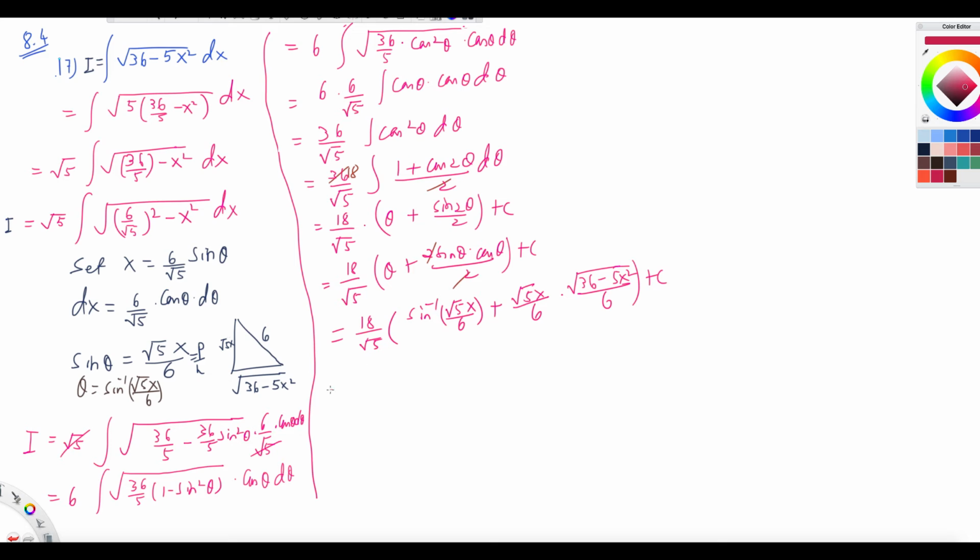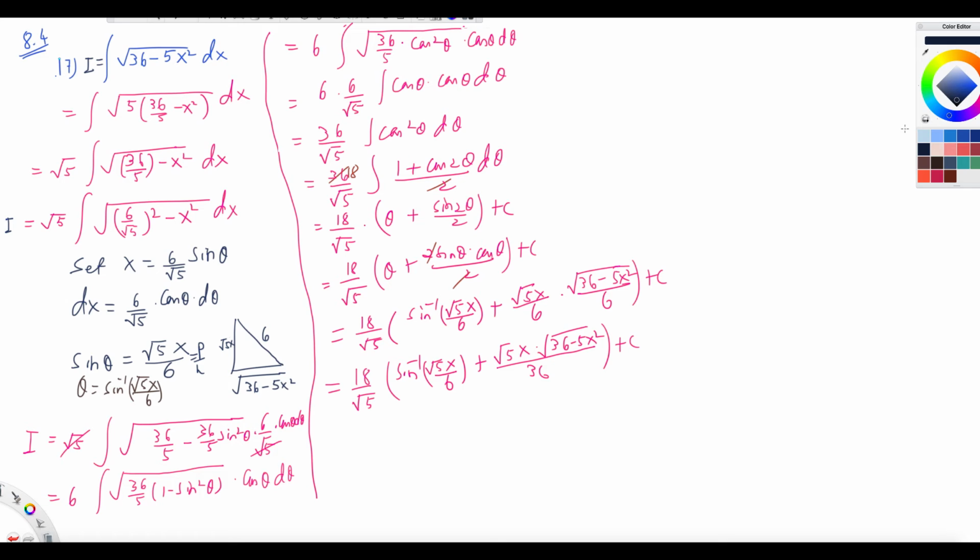So if you write it down in the nicer, simplified format, 18 over root 5, and then sine inverse root 5x over 6 plus root 5x times 36 minus 5x squared, divide by 36 plus c. That is the final answer.